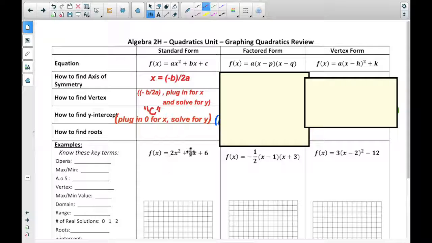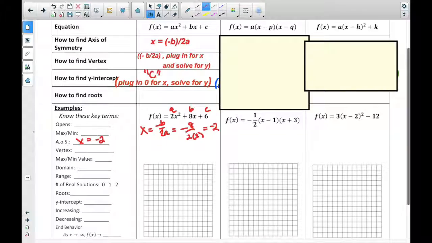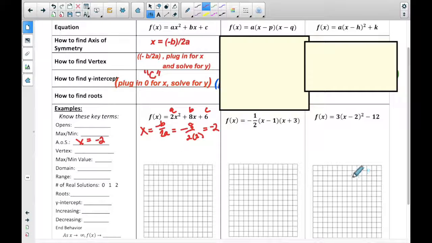So let's just take an example, take a look at this, and let's go through some of these things that we just did. The first thing I did is I said negative b over 2a. So a is 2, b is 8, and c is 6. So I'm going to take negative 8 over 2 times 2. That's negative 8 over 4. That is negative 2. So my axis of symmetry is x equals negative 2. Always write it as an equation. Don't just abbreviate it or whatever. Just write it out as x equals negative 2. Then, that's my axis of symmetry.